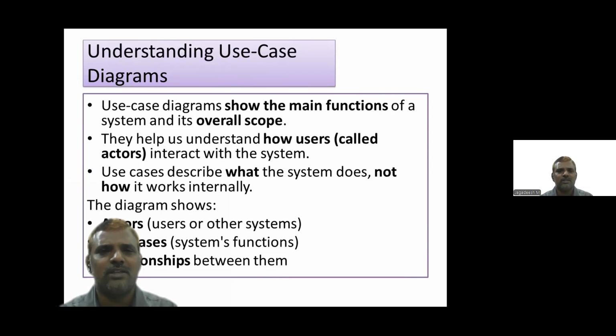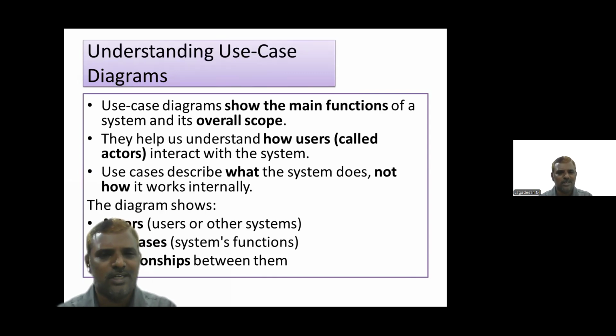When I have a use case diagram, it will show the main functions of a system. In my diagram, I will have a system within which it will show the main functions of the system and the overall scope. Overall scope means up to which extent I can use this application. That I can find in the use case diagram. With the help of the use case diagram, I can understand how the user is interacting with the system. Technically, as per the diagram, I will say users as actors, so how the actors interact with the system.